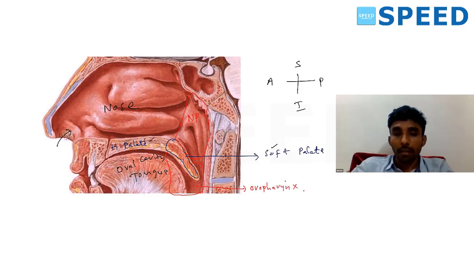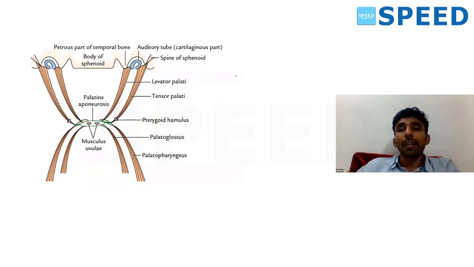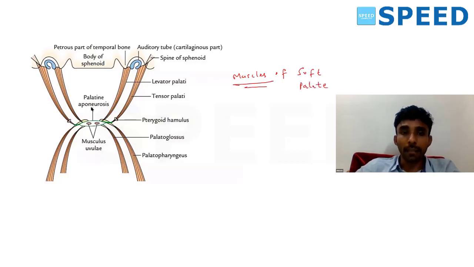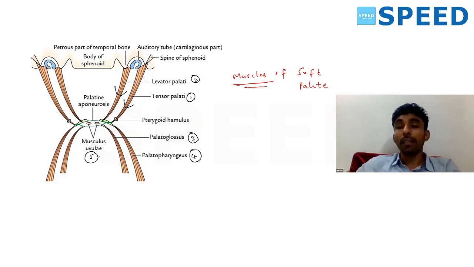So what are the various muscles of the soft palate? I told you there are 5 pairs of muscles present in the soft palate. One is the tensor palati, then the levator palati muscle, then the palatoglossus muscle, the palatopharyngeus muscle, and the musculus uvulae. These are the 5 pairs of muscles of the soft palate.